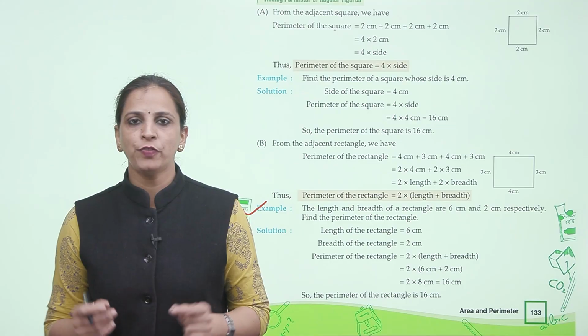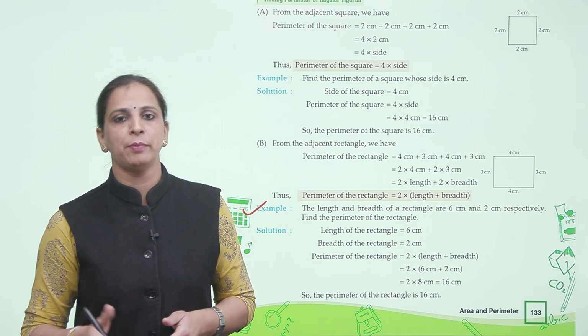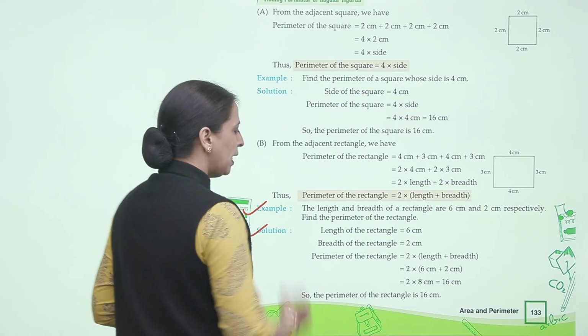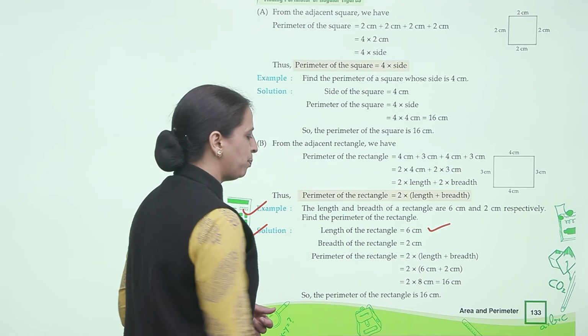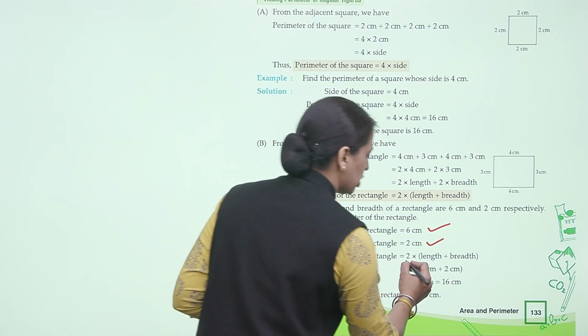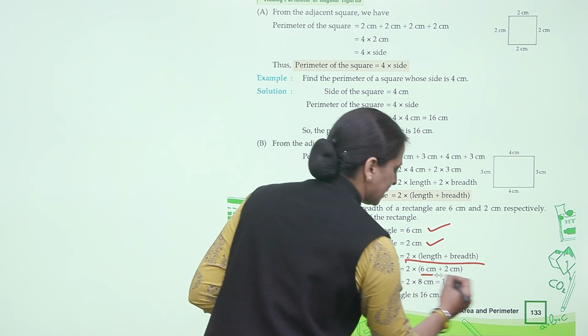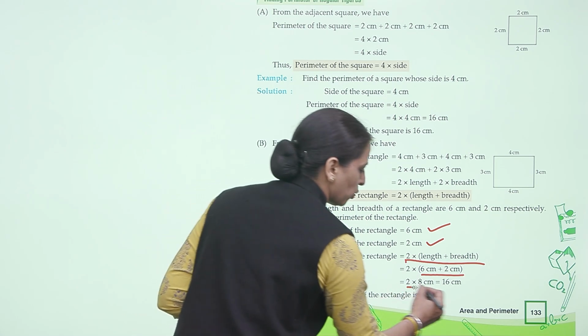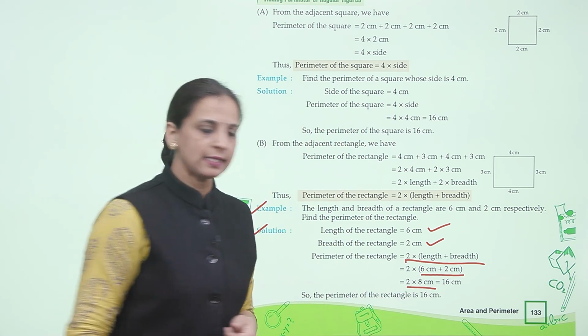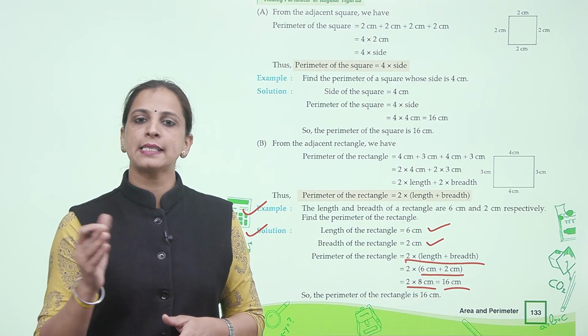The length and breadth of a rectangle are 6 cm and 2 cm respectively. Find the perimeter of the rectangle. Solution करते हैं. Length of the rectangle is 6 cm. Breadth of the rectangle is 2 cm. And we know that perimeter of rectangle is 2 multiplied by under bracket length plus breadth. So 2 multiplied by 6 cm plus 2 cm, that is equal to 8 cm. 2 8s are 16. That is 16 cm. So the perimeter of the rectangle is 16 cm.